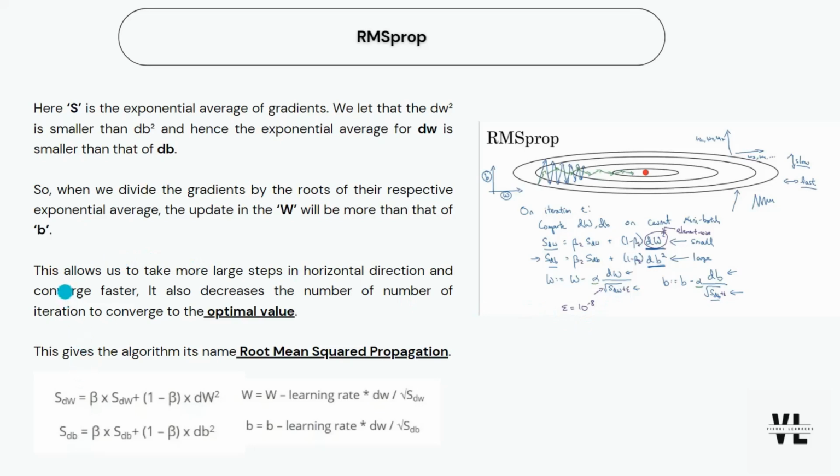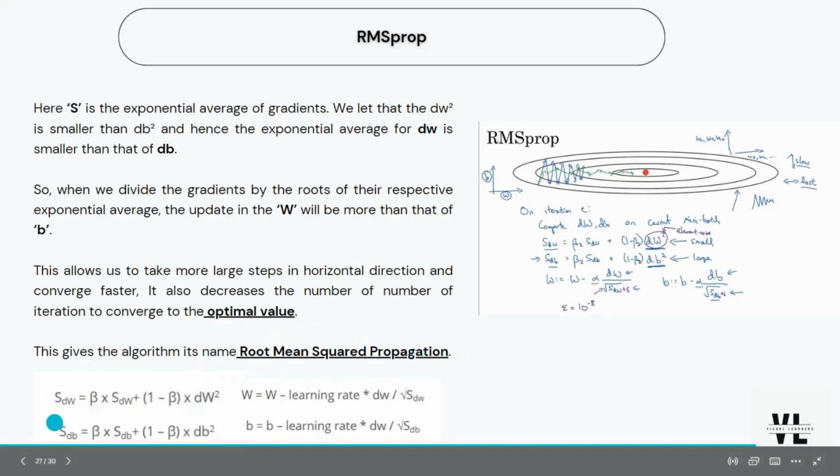So this allows us to take more large steps in the horizontal direction and converge faster, which is indicated by the green one. It also decreases the number of iterations to converge to the optimal value. We don't need a lot of iterations to converge to the global minimum. This gives the algorithm its name, root mean squared propagation. So the name RMSProp comes from the fact that we are using the root of the exponentially weighted moving average, so root of the mean squared propagation.